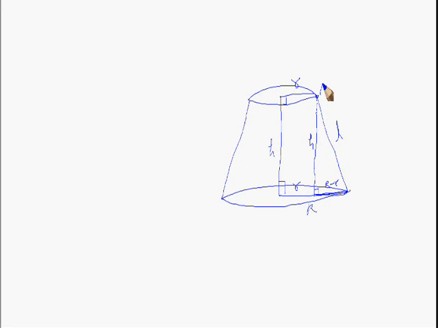Now by applying the Pythagoras theorem in this right angle triangle ABC, we get L square is equal to h square plus capital R minus small r the whole square. This we get by applying the Pythagoras theorem in triangle ABC. That is, L square is equal to h square plus R minus r the whole square.